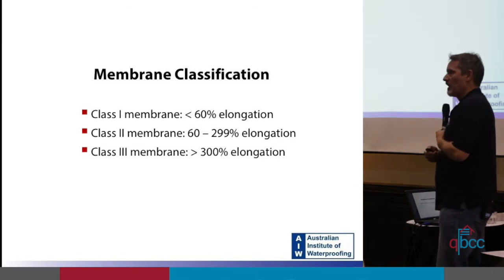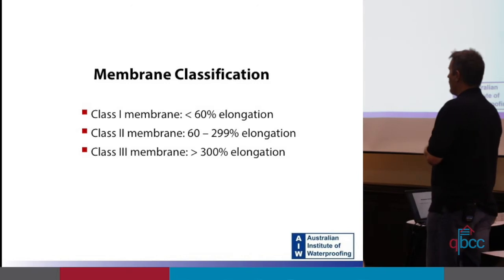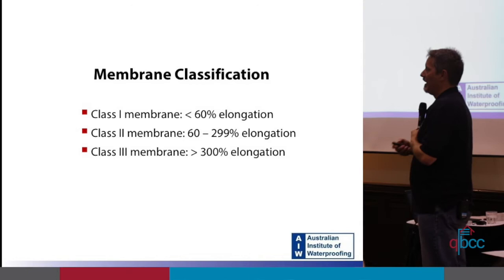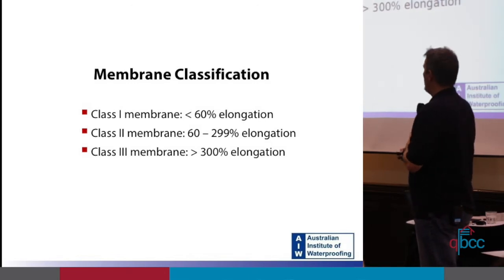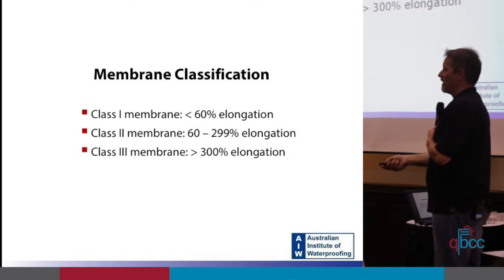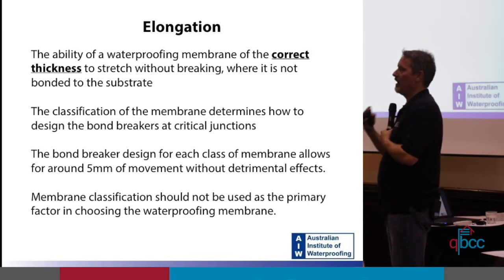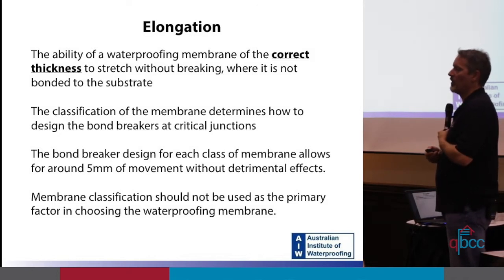So I mentioned earlier class 1, 2 and 3 membranes. I'll give you a little bit more detail on that. A class 1 membrane has less than 60% elongation. Class 2 membrane has between 60 and 299% elongation, and a class 3 membrane has more than 300% elongation. Right, so what that all means is elongation basically is the ability of a membrane, of the correct thickness, to stretch without breaking where it is not bonded to the substrate.